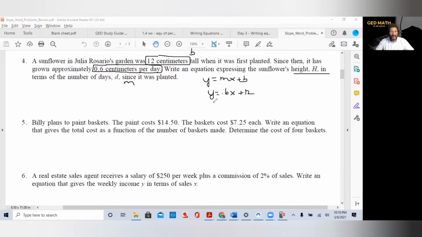So this is the height. So instead of Y, it's H. Instead of X, it's D. That easy, they're the same equation. H is equal to 0.6D plus 12. That easy, okay? Let me save it. Let me clear the screen. Let's go to the next one.